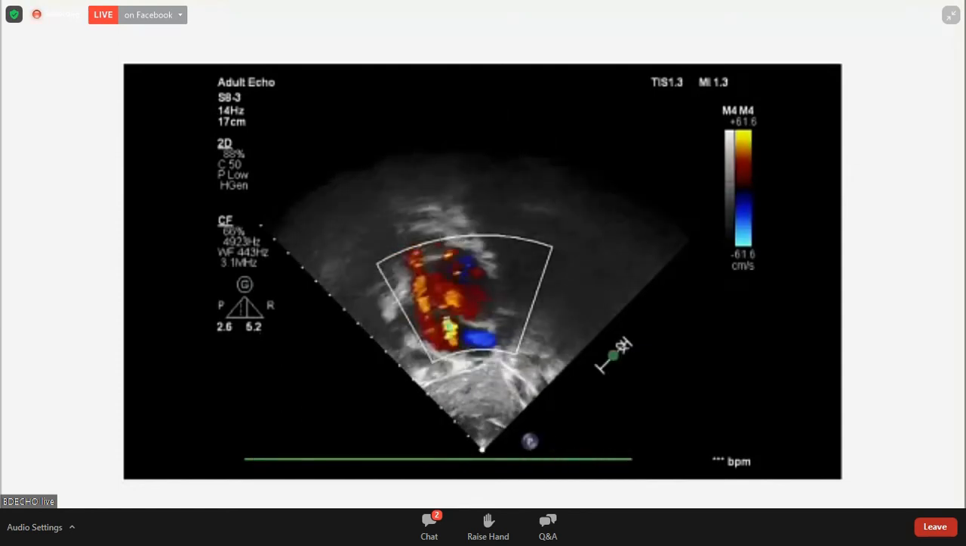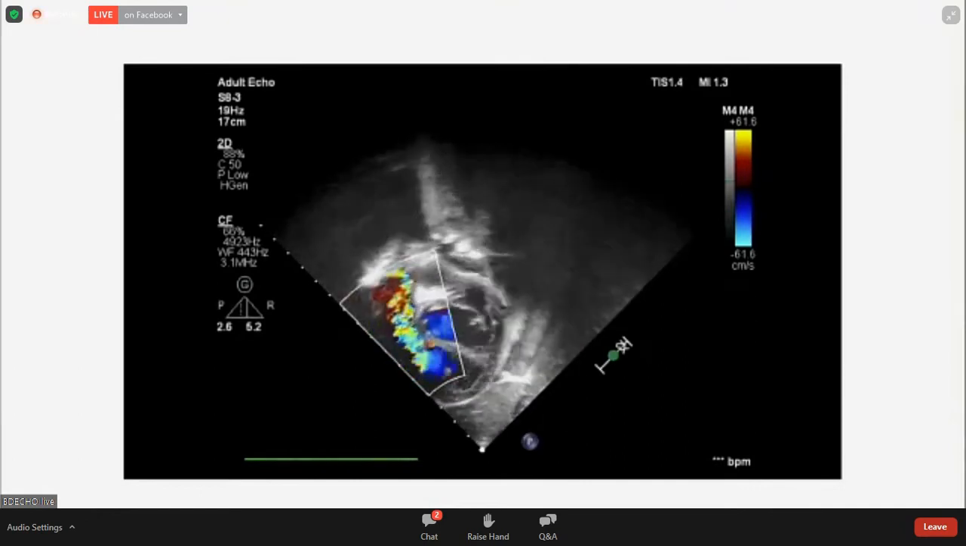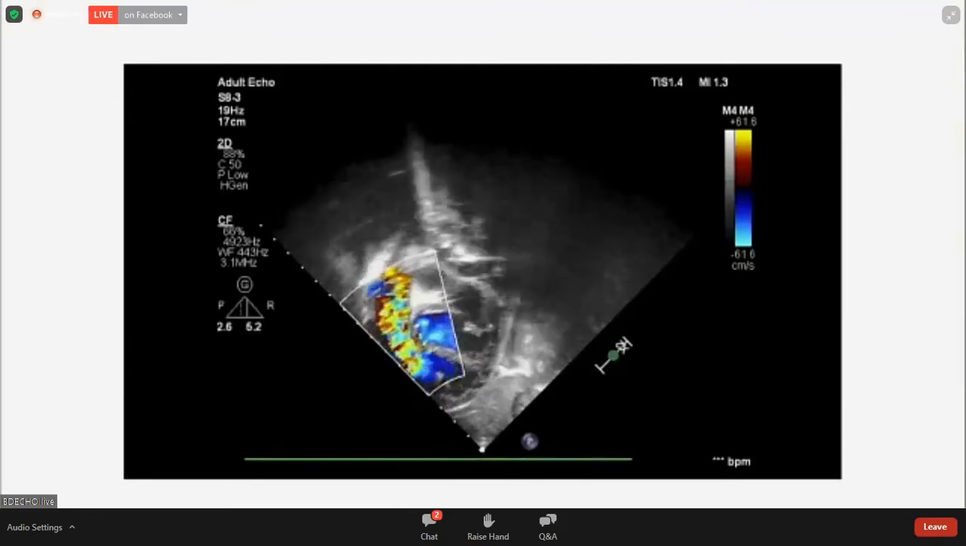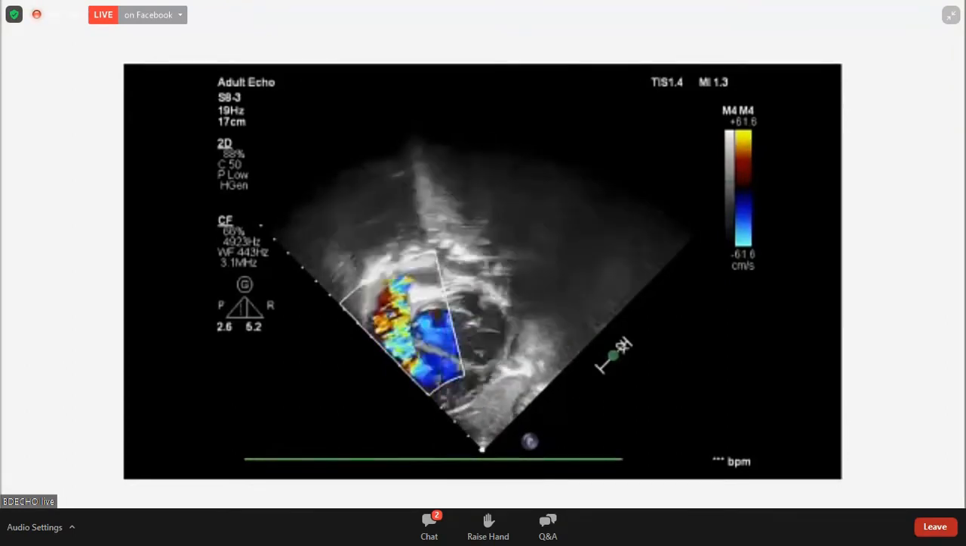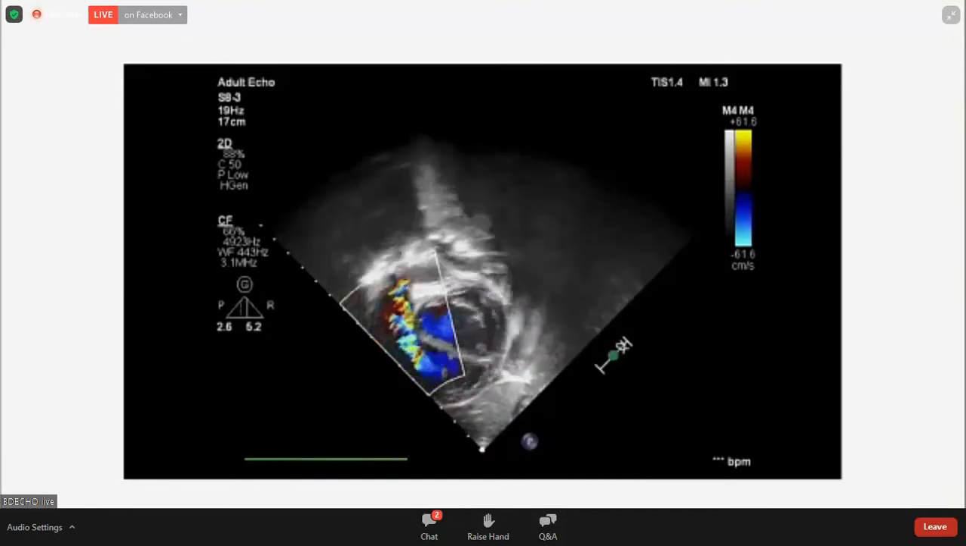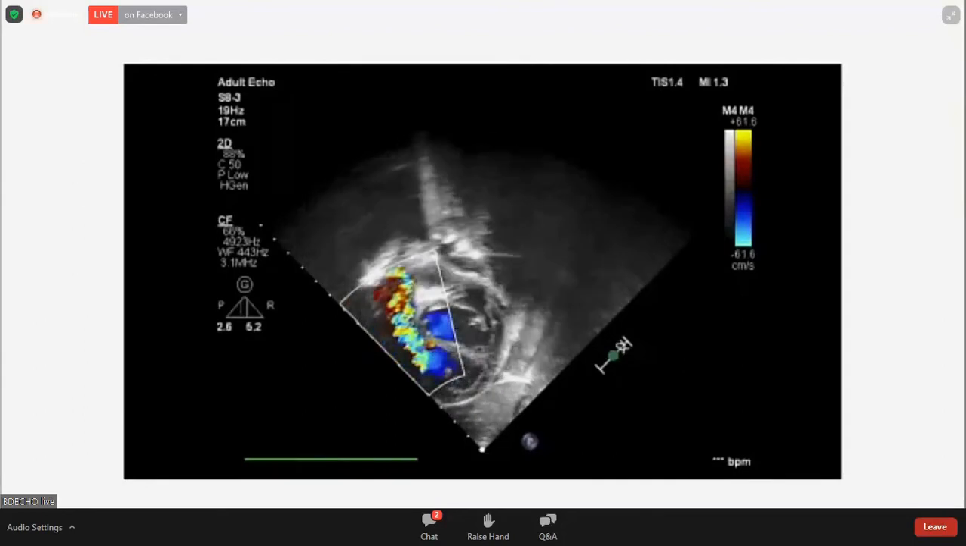And this is the subcostal sagittal view. You can see there is a PFO. From this view, if we move the transducer clockwise, then you can open the RVOT. You can see there is an RV muscle band producing obstruction at the level of the infundibulum, causing infundibular stenosis also.